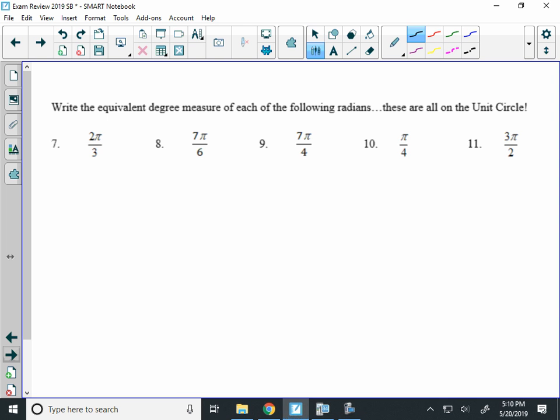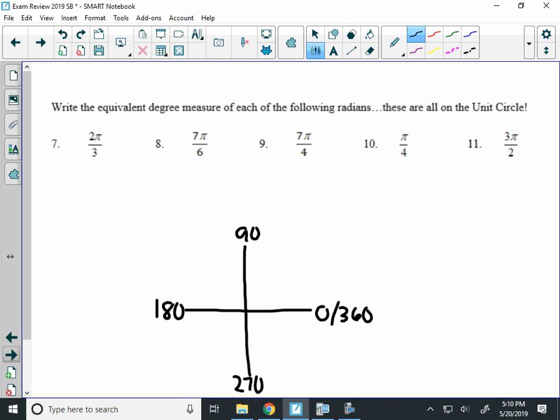2 pi over 3. Now, if you need to draw a picture of things for yourself, remember, I'm going to do degrees here. I'll do radians too, but 0, 90, 180, 270, and 360. Then we can think about pi's too, right? 0 pi and 2 pi, pi over 2, pi, and 3 pi over 2.